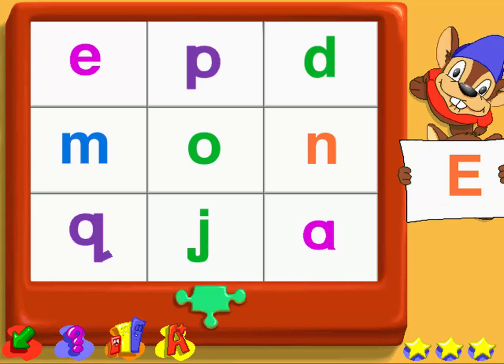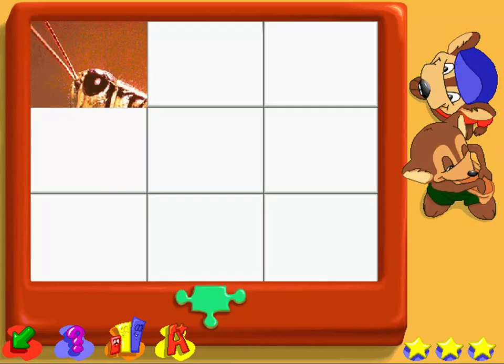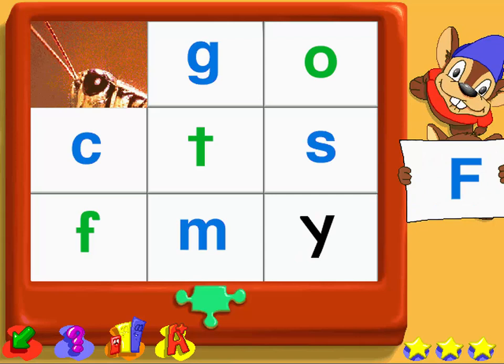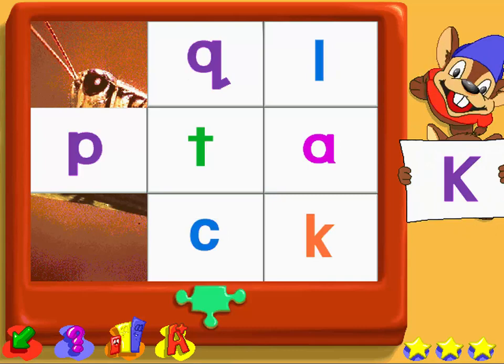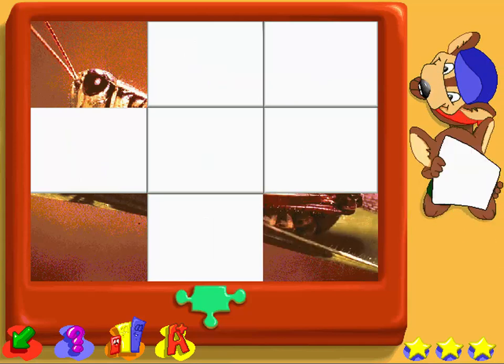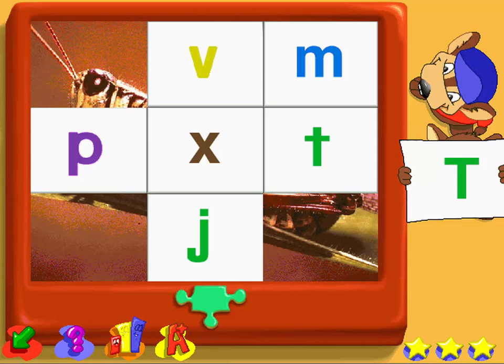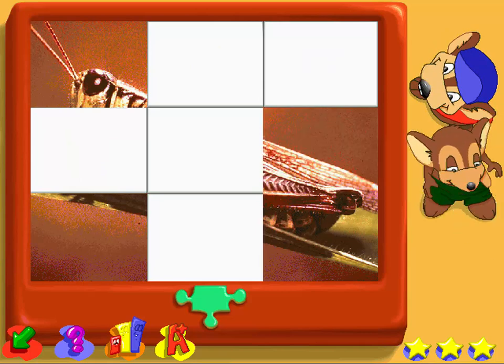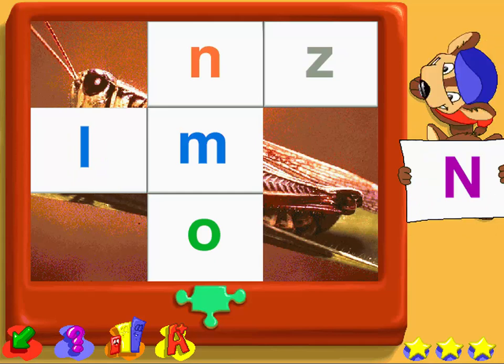Find the box that starts with the letter E. E. Find the box that starts with the letter F. F. Find the box that starts with the letter K. K. Find the box that starts with the letter T. T. Find the box that starts with the letter N. N.